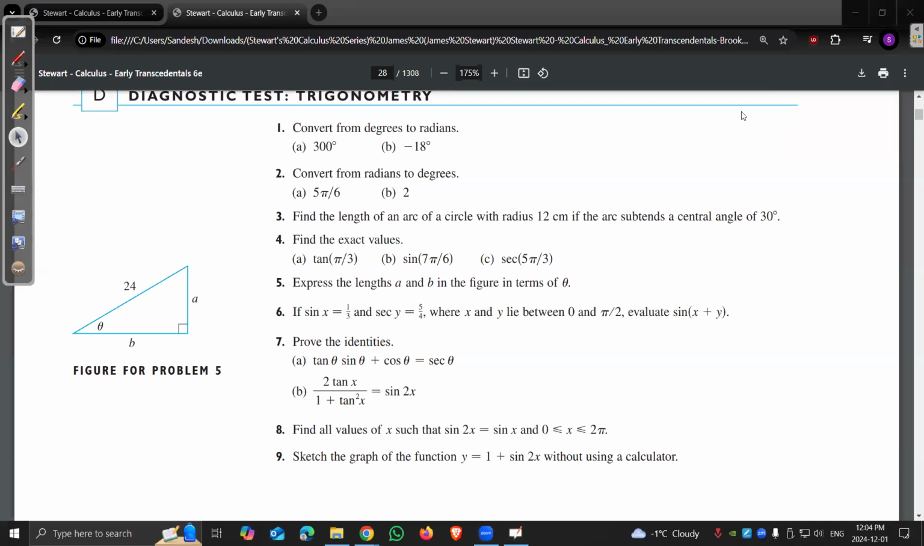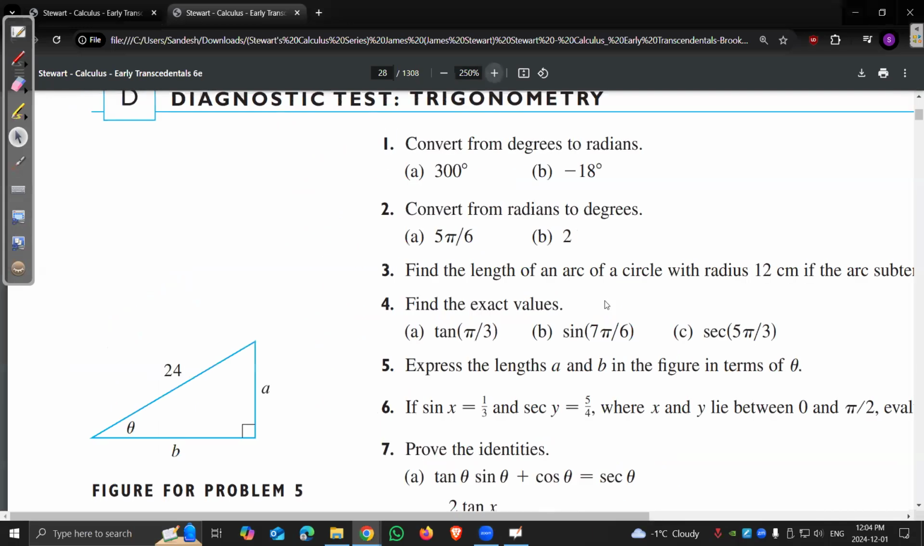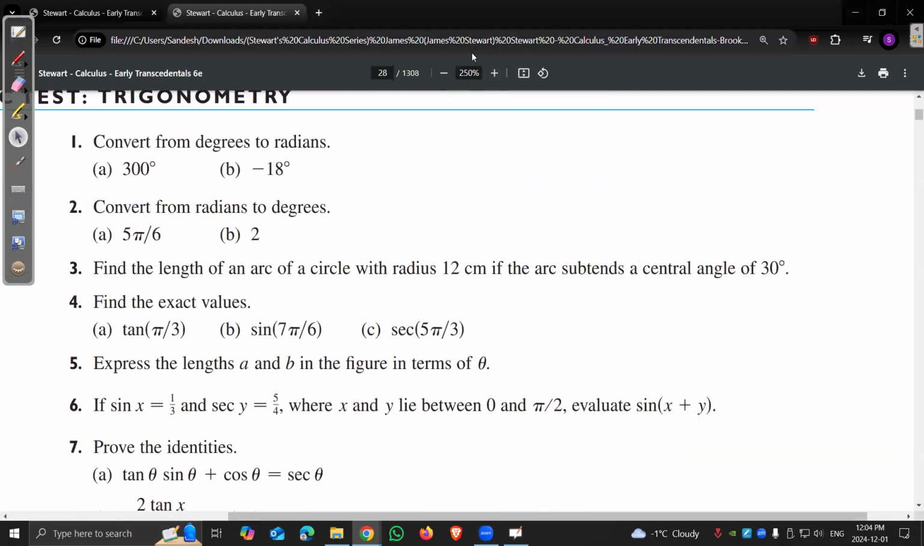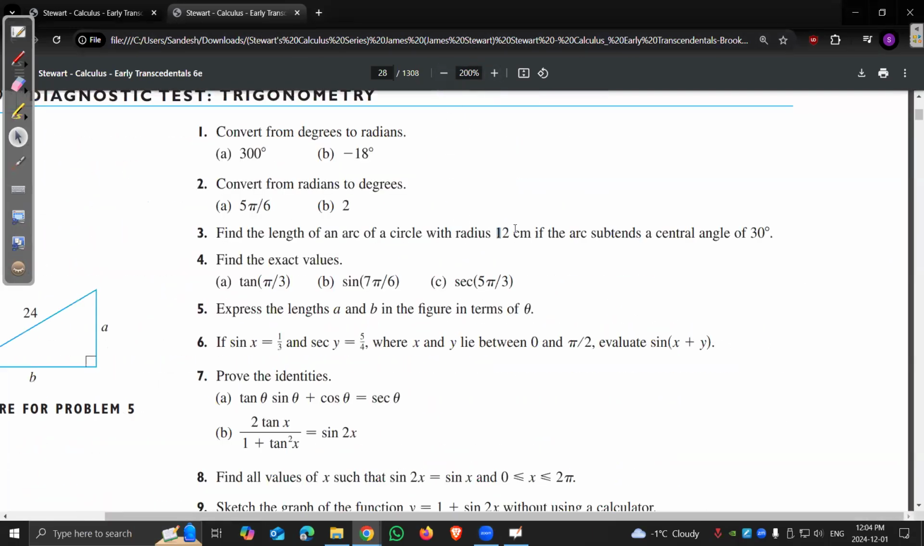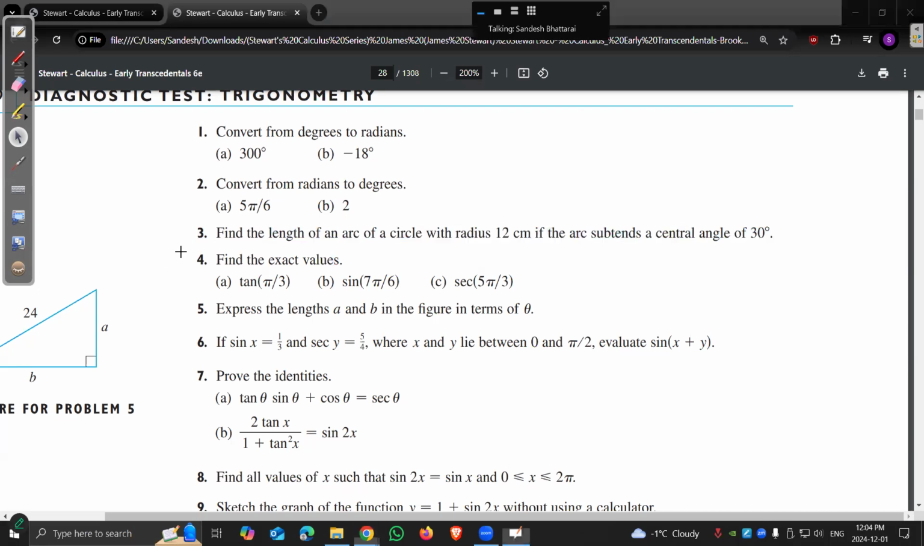Yesterday we ended up on question number 3 where it says find the arc length. Again, not that difficult. The formula for arc length is simply the radius times the angle. The only thing to be aware of is that the angle needs to be in radians, right? That's it. Not that difficult of a question if you know how to convert between radians and degrees.